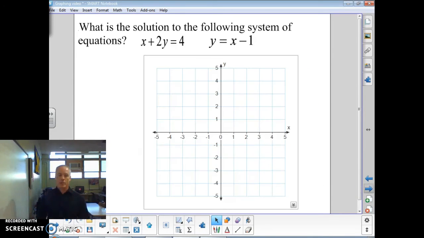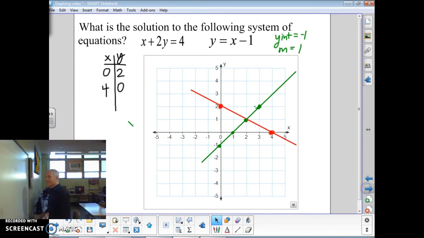Now what I'd like you to do is try your hand at this. So pause this video and find the solution to this system of equations by graphing. Ready, set, pause the video. Did you do it? Pause the video. Okay, I hope you paused the video. If you didn't, I'll know. No, I won't.